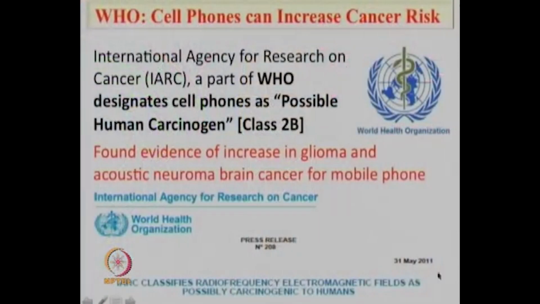So now why did WHO also do this? Think about it, from where does WHO get funding? WHO gets funding from all the governments of the world, they contribute to the World Health Organization. Now governments are making so much money by spectrum auction, and WHO is also getting money from the governments. So they are also getting pressure.